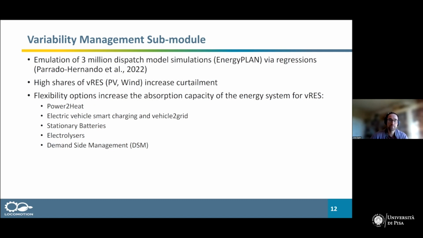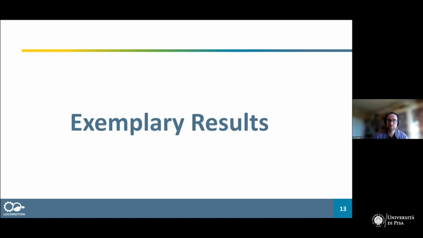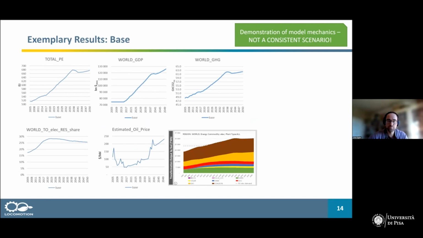So enough of the theory. Let's show you some results, or at least some preliminary results. Note that this is not really a consistent scenario yet. But now I will explain these results here, which is kind of the base scenario where nothing much really happens, and then change something in the model, and we'll show you the changes along these dimensions.